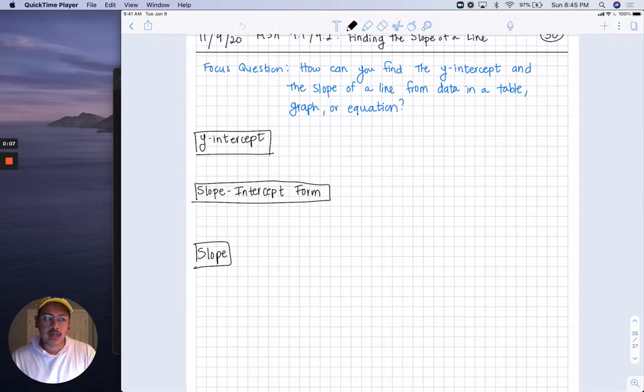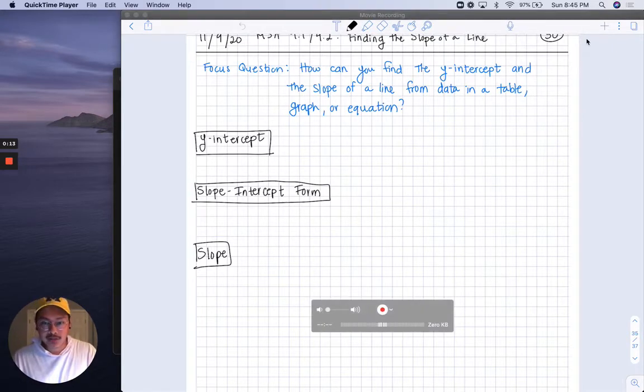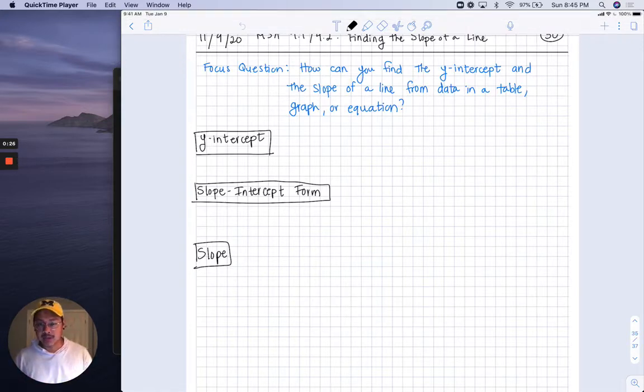Today we are talking all about slope, and I'm going to show you how to find it in a bunch of different situations. Our focus question describes those situations. How can you find the y-intercept and the slope of a line from data in a table, graph, or an equation? Before I show you the different methods, let's review some important vocabulary here.